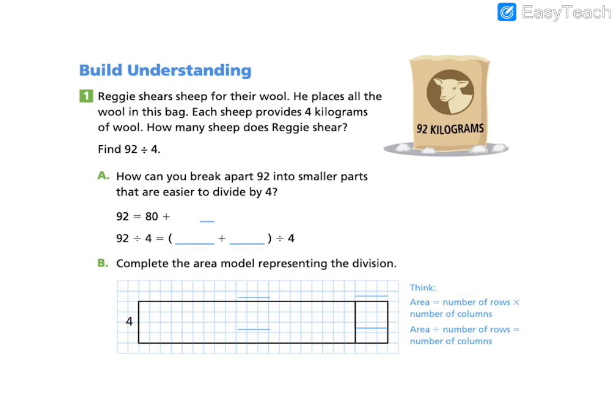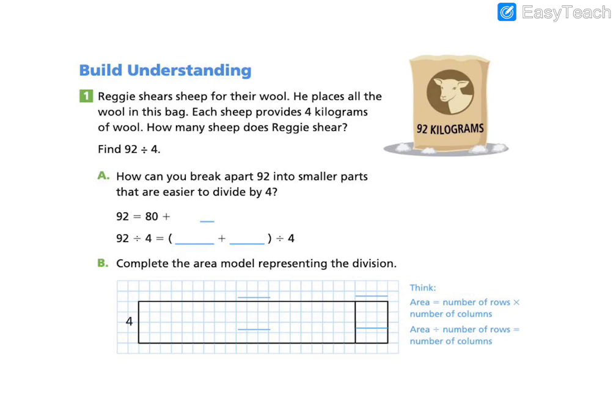Number 1, Reggie shears sheep for their wool. He places all the wool in this bag. Each sheep provides 4 kilograms of wool. How many sheep does Reggie shear? Okay, so here's the bag. He has a total of 92 kilograms of wool. And we need to divide that 92 by 4 kilograms of each sheep to find how many total sheep he sheared. All right, so in order to do this, we're going to break apart 92.